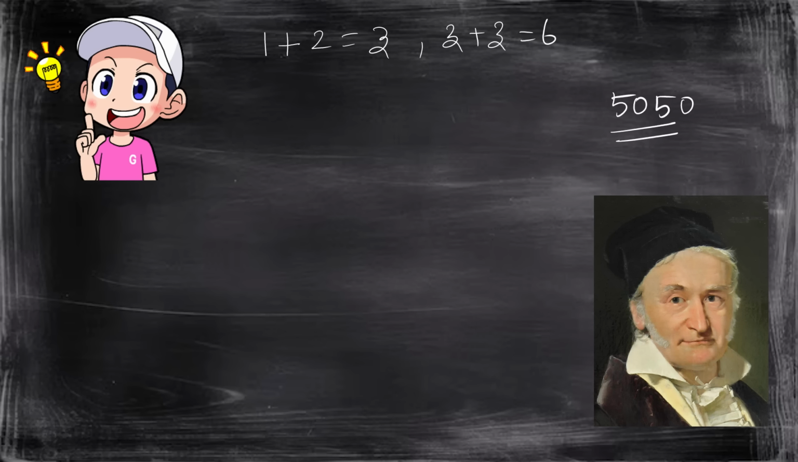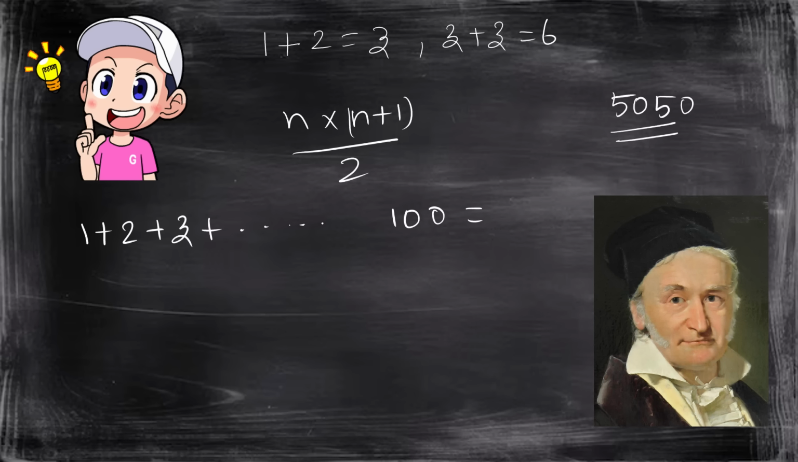So how did he come up with this answer when this formula, n into n plus 1 by 2, didn't even exist at that time? So what he did was, he just wrote the numbers 1 plus 2 plus 3 up till 100. So the task is to find the value of s. And he wrote these numbers again in the reverse order.